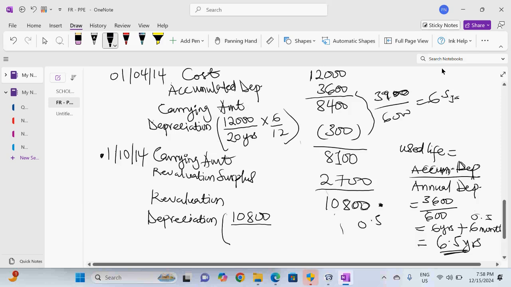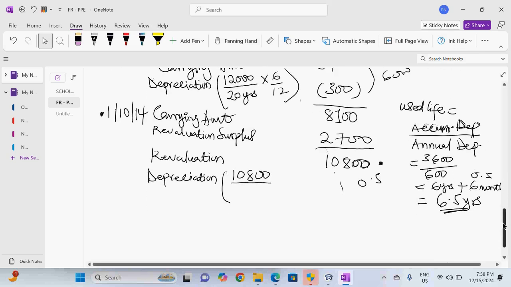So now that you know the used life, what is the next thing? We want the remaining useful life. So how do you get the remaining useful life? What will be our remaining useful life?